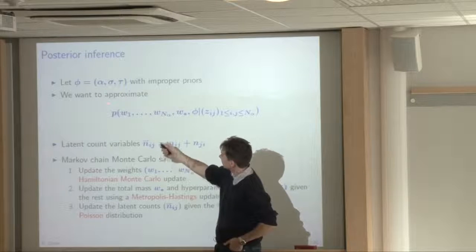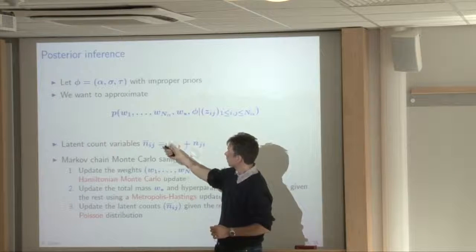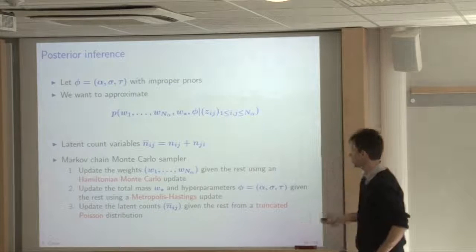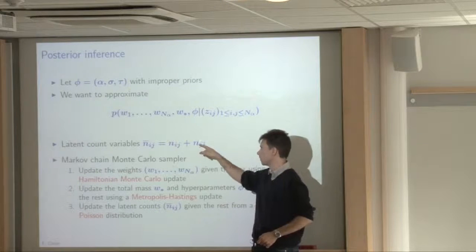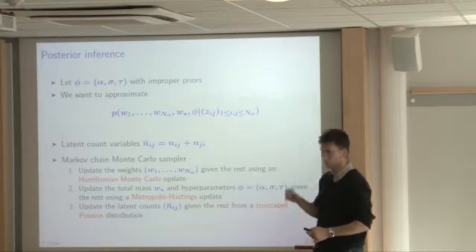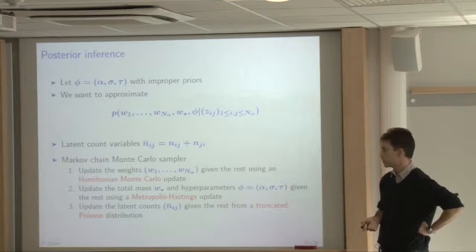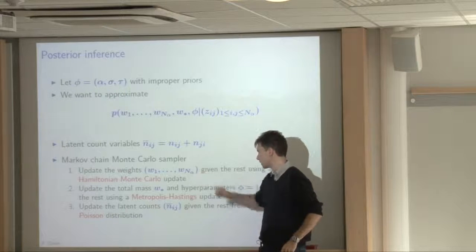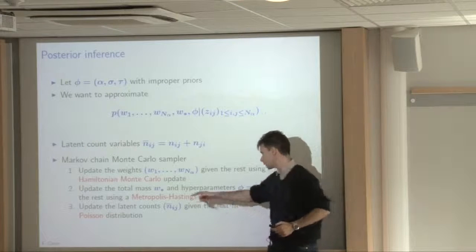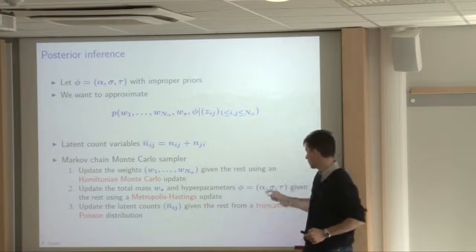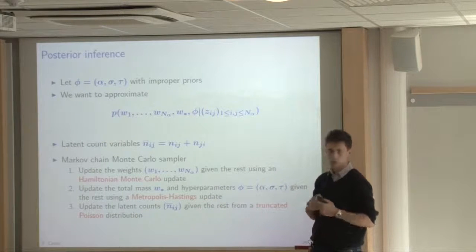In particular, alpha, which tunes roughly the size of the network, sigma, which will tune the sparsity, and this parameter tau that is some exponential cutoff. The way we derive the sampler, we introduce a set of latent count variables, one for each edge, and we derive a three-step Markov chain Monte Carlo sampler. In the first step, we update the sociability weights given the rest using Hamiltonian Monte Carlo. Then we update the total mass, which is just a scalar, and the hyperparameters using Metropolis Hastings. And then we update the latent counts given the rest, just using a truncated Poisson.